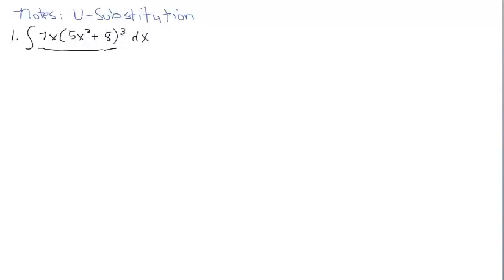So we can clearly see that we have a power function. Sometimes that might be a good place to start. If the outside function is a power function, take a look at the inside function. Okay, it's quadratic. And the next thing in your brain, be thinking, well, is the derivative of this quadratic function present? Does it appear as a factor? Well, the derivative of 5x squared plus 8 would be 10x. And while we look over here and we see that we have 7x, 7x is not 10x.